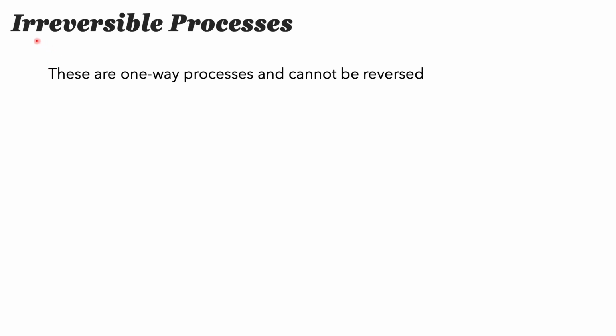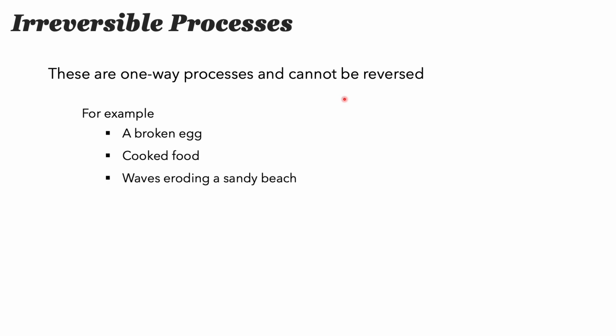Okay, now irreversible processes. As the name suggests, these are not reversible, meaning that they are only one-way processes and cannot be reversed. For example, a broken egg, cooked food (you cannot uncook food), and waves eroding a sandy beach. These are some examples from our daily life of irreversible processes.